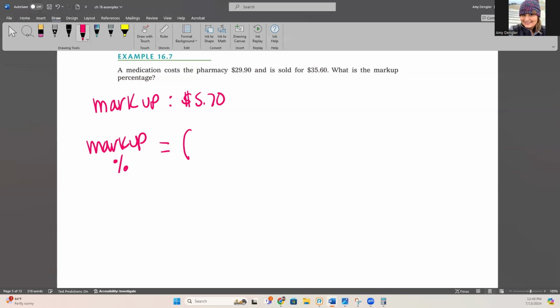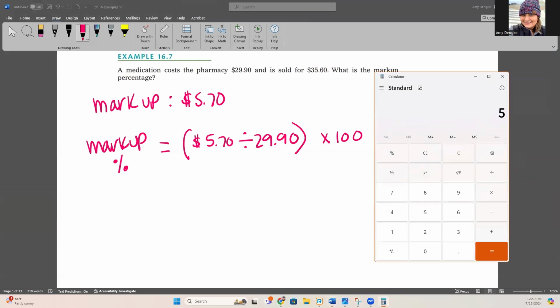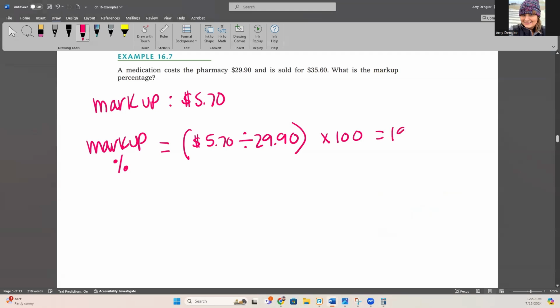So we're going to put that here, knowing our markup is already $5.70, and to do the percentage, we need to do $5.70 divided by the $29.90 times 100. So that is the markup divided by the cost times 100. Let's get out our calculator. So 5.70 divided by 29.90 times 100 gives us about 19%.